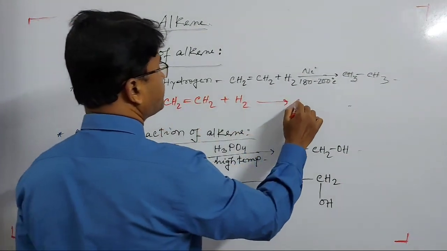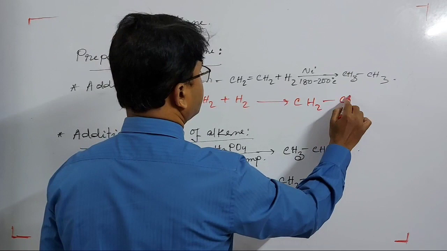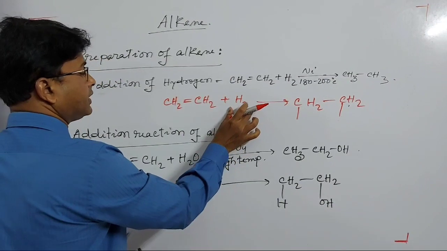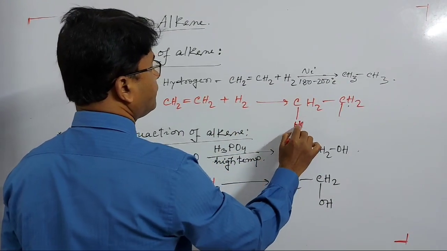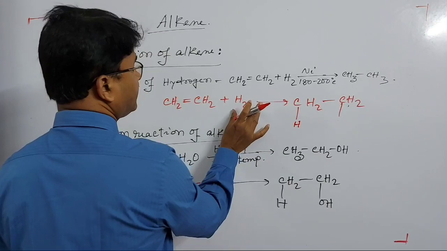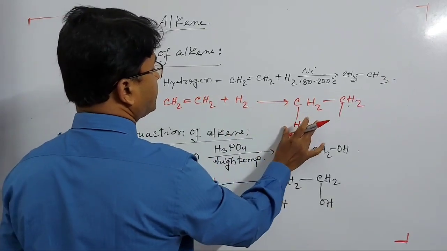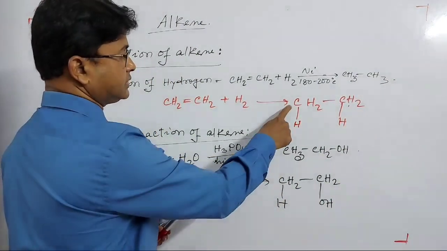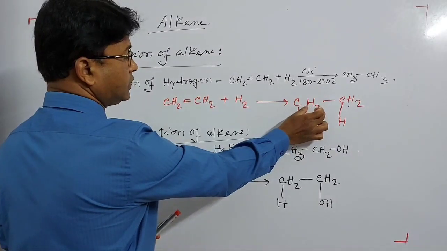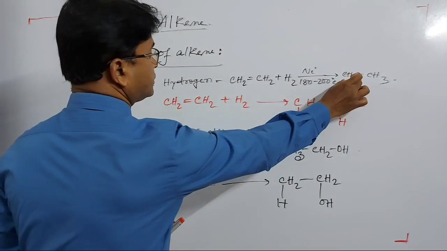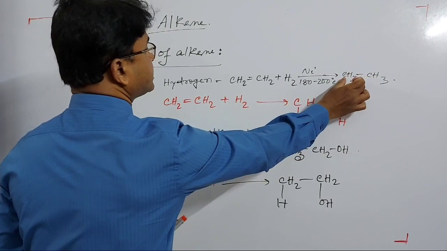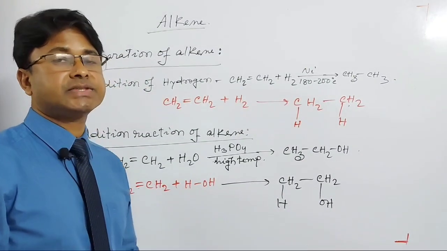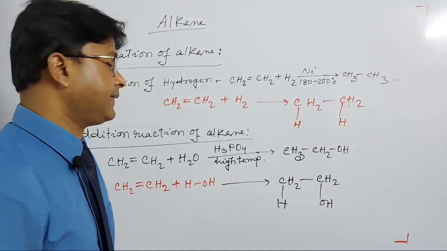One bond of ethene is broken to form another two new bonds, and one hydrogen atom combines with one bond, and another hydrogen atom combines with another bond, and the resulting formula is actually CH3, two hydrogen atoms and one hydrogen atom, total three hydrogen atoms. That's why this is CH3 and this is also CH3, and the product is CH3 bond CH3. This is known as ethane.